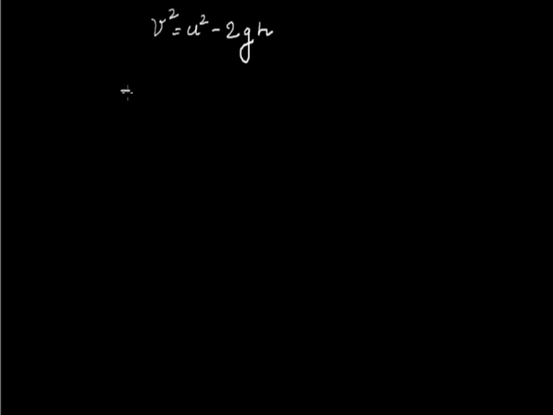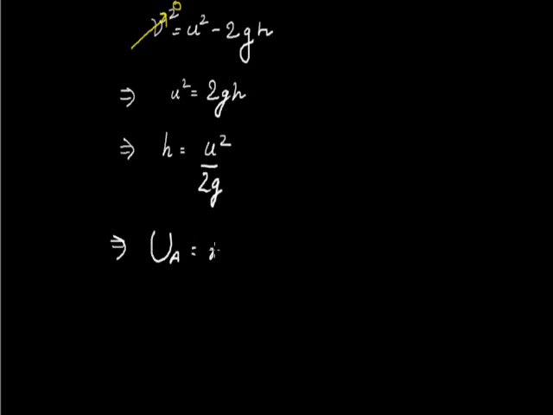Now the v squared value is 0, right? Because the final velocity comes equal to 0. So we have u squared equals 2gh. If we find the value of h, it is u squared upon 2g. Now, as we know, at point A, Ua should be equivalent to mgh. We put the value of h, which is u squared by 2g, so after solving, we get m u squared upon 2.